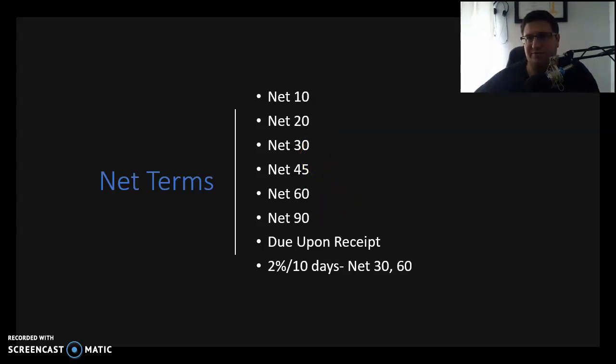Due upon receipt means once you get that bill, you are required to pay it, or it is past due. I also have one down here that looks a little weird: 2%, 10 days, net 30, or 60. What that means is you can get 2% knocked off your bill if you pay within 10 days. If you don't pay within 10 days, then it's due in 30, or it can be net 60, or it can be 90, whatever the net term is. So you have a chance to knock some money off if you pay it early.